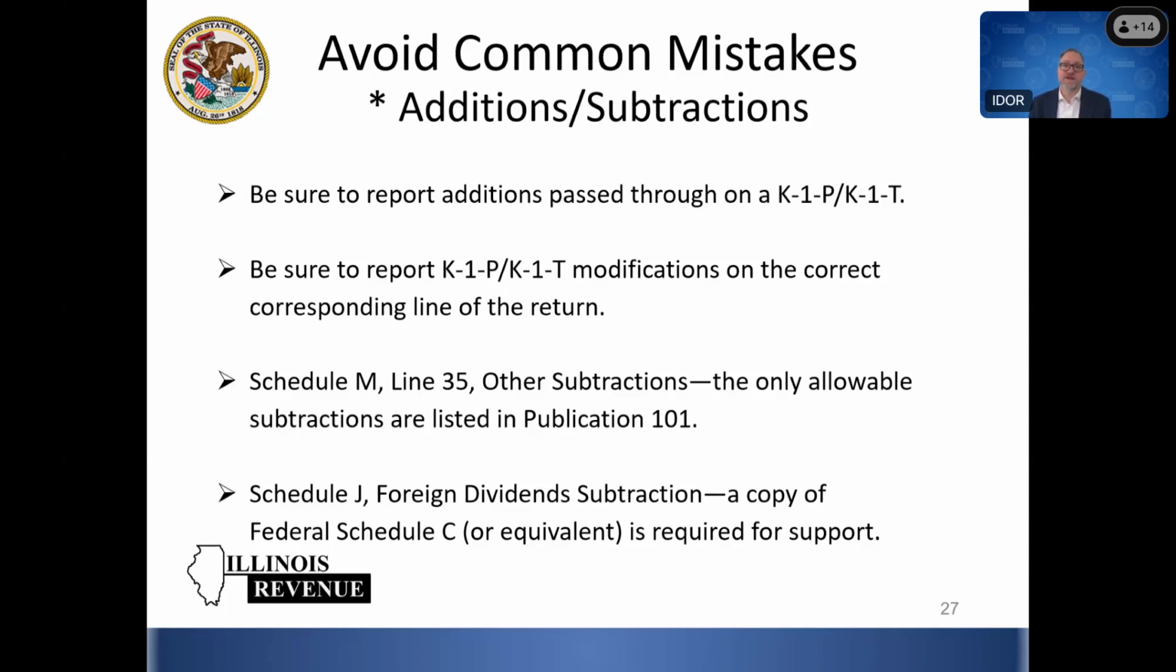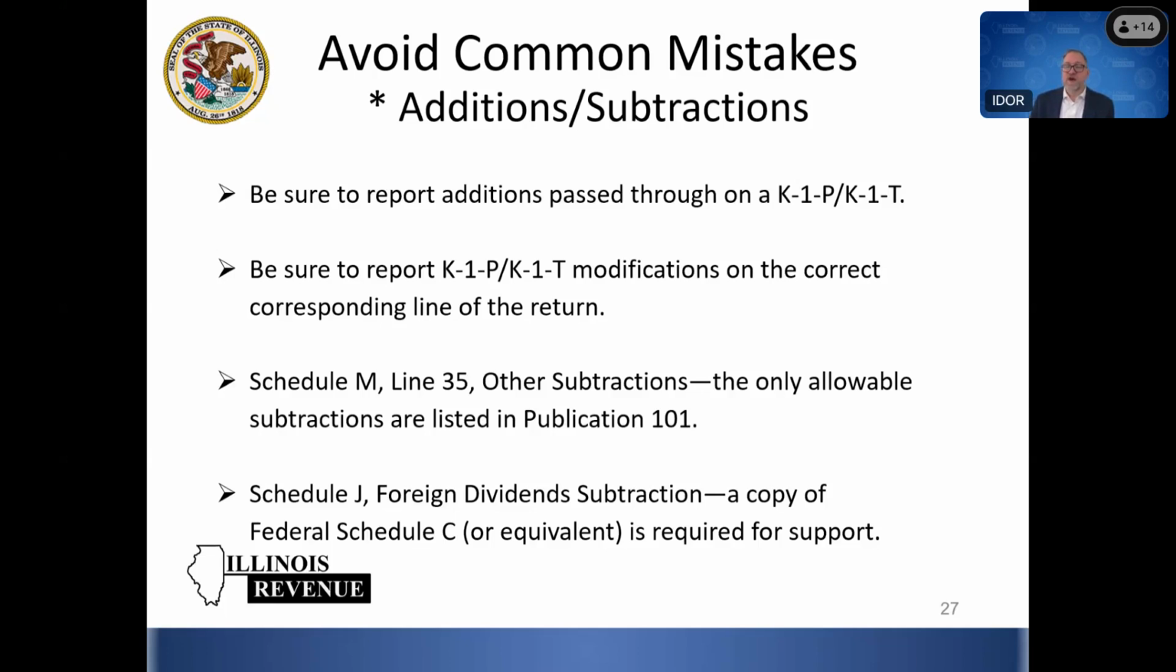One thing you will want to note is that Schedule M, line 35, other subtractions, is generally not the place that you will report subtractions from a Schedule K1P or K1T, or any other subtractions for that matter. The only allowable subtractions for Schedule M, line 35, are listed in our Publication 101. If it's not listed in Publication 101, there is probably a line on the return where it's really supposed to go.